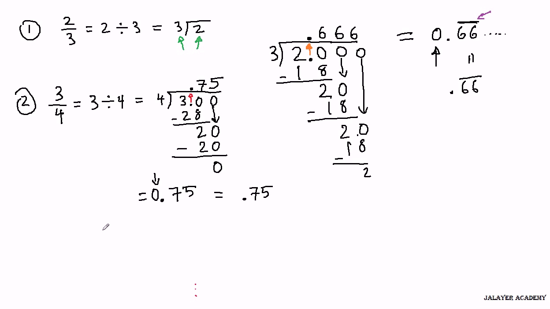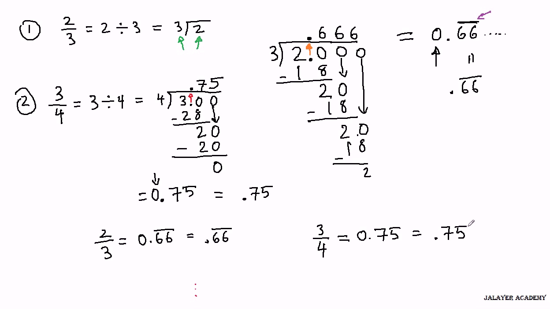So what did we learn today? We learned that 2/3 is equal to 0.666 repeating, which is also written with a line over the 6's, and we also learned that 3/4 is equal to 0.75, which is also written as .75. Okay, so it's important to know how to do these problems, and it's also important to know the different forms in which they're written. But basically what we learned here is really important. We learned how to convert fractions into decimals.